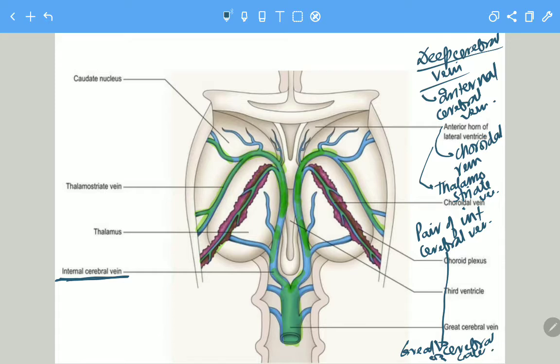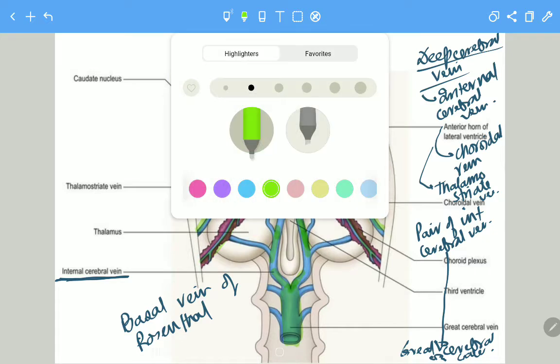There is also another vein which joins the great cerebral vein. This is called the basal vein of Rosenthal. Unfortunately, this is not shown in the picture, but perhaps this would be the vein of Rosenthal, which I am marking now.